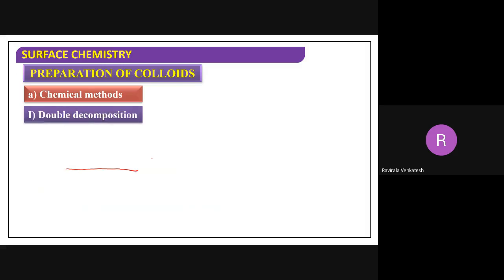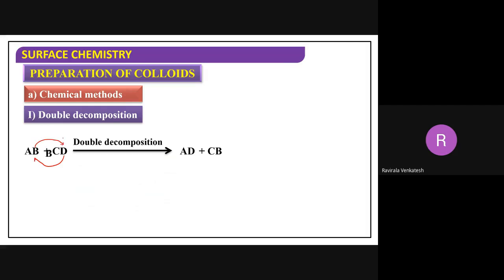Next, what are the chemical methods we are having? We have the double decomposition method. In this double decomposition method, we take AB plus CD, and we convert it into AD and CB. That means this D will displace here and this B will displace here. In this way.